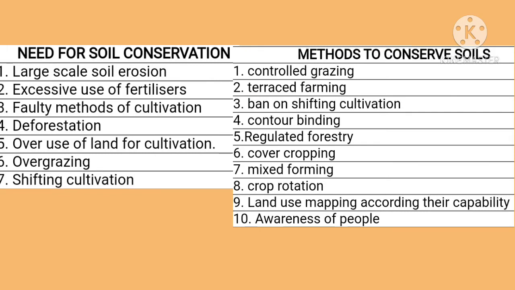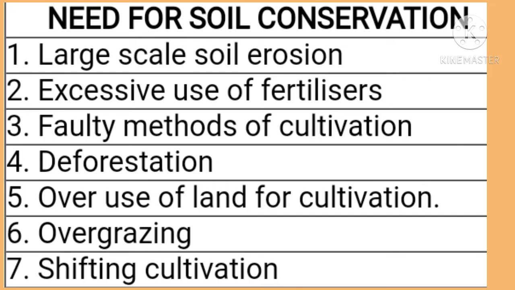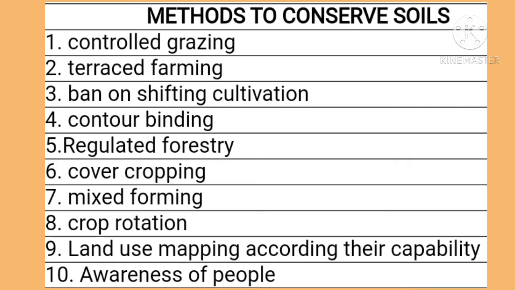So if you see this chart, there are two columns. In the first column, there are a few areas which need soil conservation: large scale soil erosion, excessive use of fertilizers, faulty methods of cultivation, deforestation, overuse of land for cultivation, overgrazing and shifting cultivation. And in column B, you will see the methods of conserving the soil, the measures we can adopt to conserve the soil.